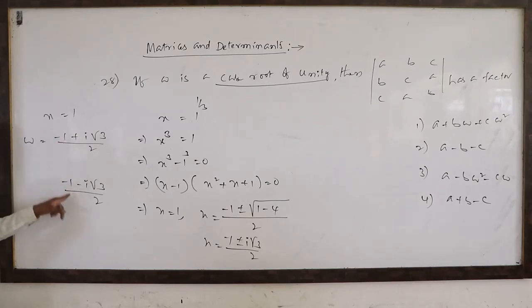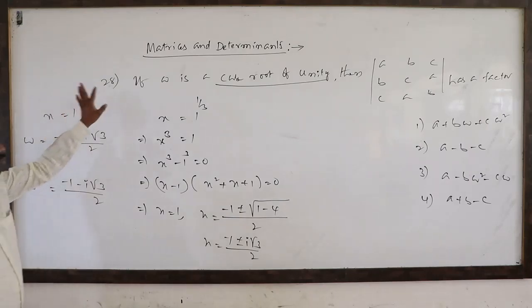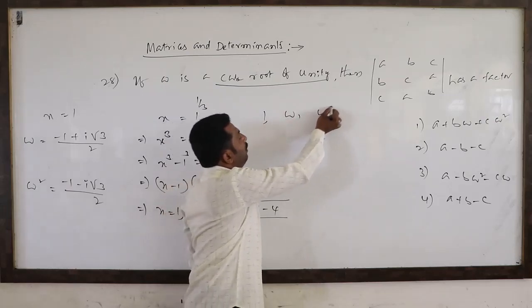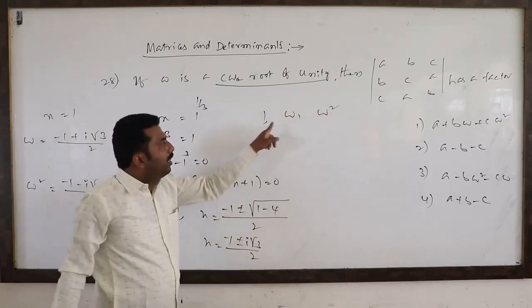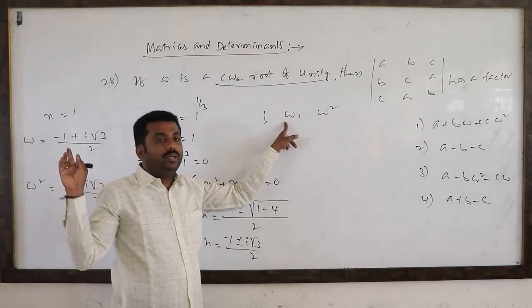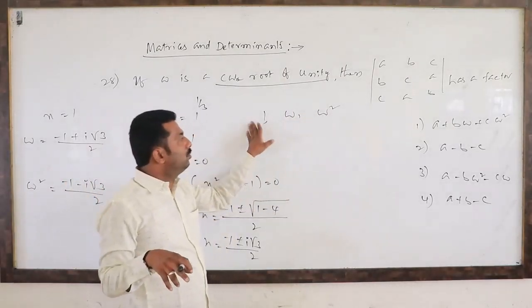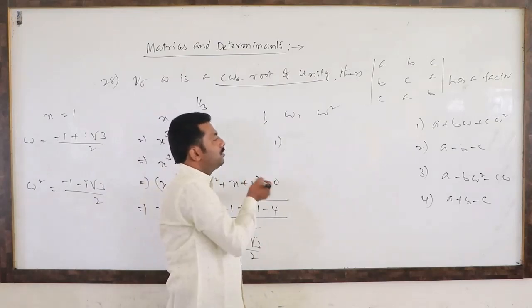If you square this one, you will get this number. So this is omega square. You remember, the cube roots of unity from here onwards are 1, omega, omega square. Omega means minus 1 plus i root 3 by 2. Omega square means minus 1 minus i root 3 divided by 2. So some results you remember.